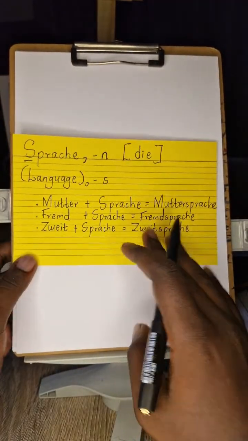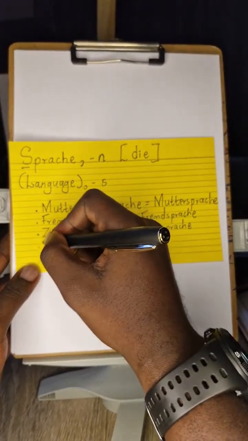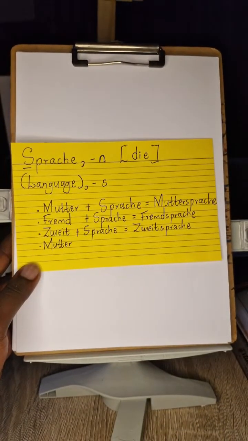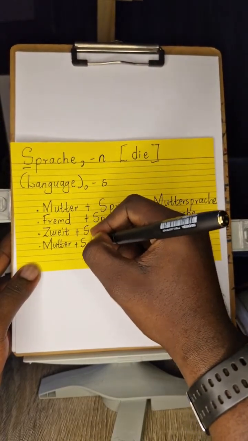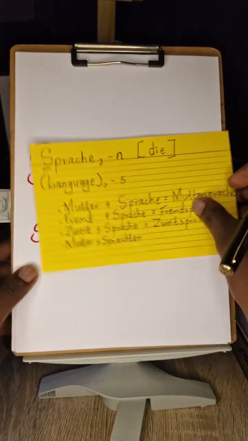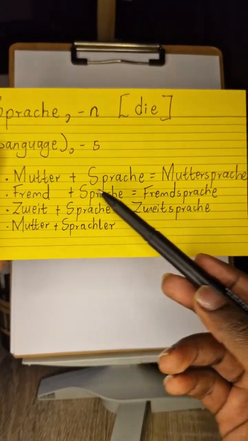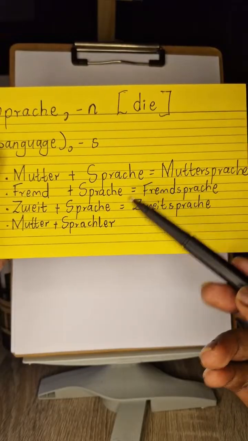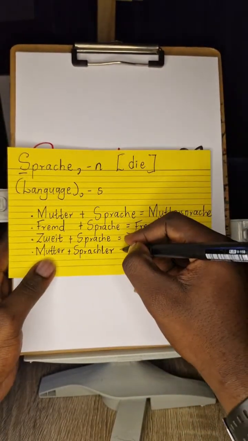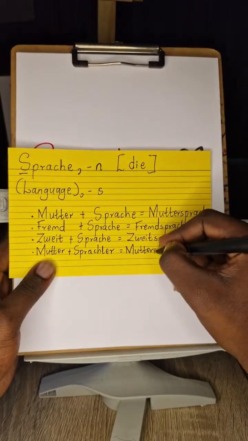Now, how about you want to call a native speaker? So how do you call a native speaker? You would now use the word Mutter. Okay, there's the word Mutter. Then you would join it with Sprachler. Look at this. So this is a native speaker. Mutter, Sprachler. Look at the difference: this is Sprache, language, right? But this one is Sprachler. So a native speaker, how do we call the person? You would now call the person Mutter, then you join Sprachler.